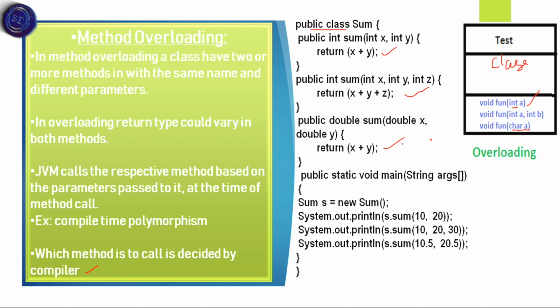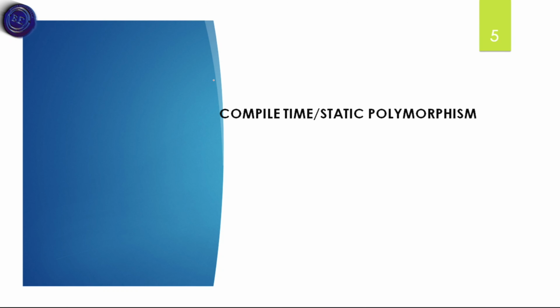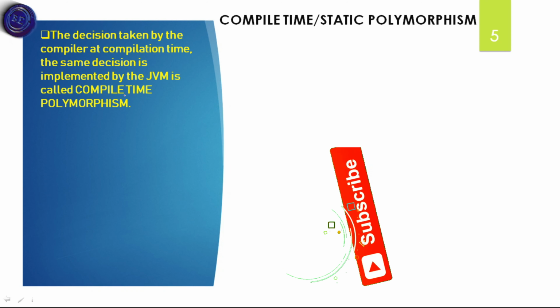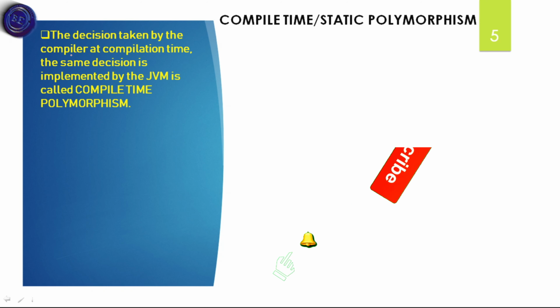So which method has to be called will be decided by the compiler in method overloading. Now let us discuss compile time polymorphism. The decision taken by the compiler at compilation time, the same decision implemented by the JVM, is called compile time polymorphism. So some decision is taken by the compiler, and that decision will be implemented by the JVM. That implementation is nothing but compile time polymorphism.